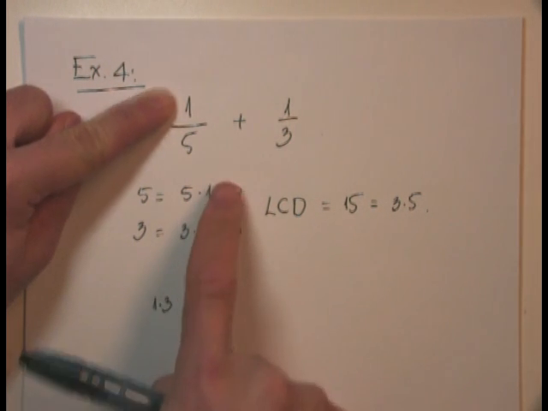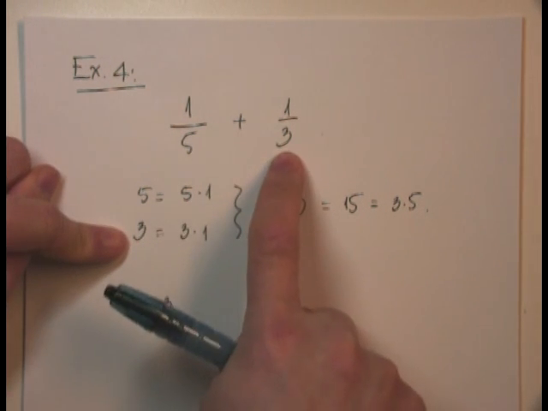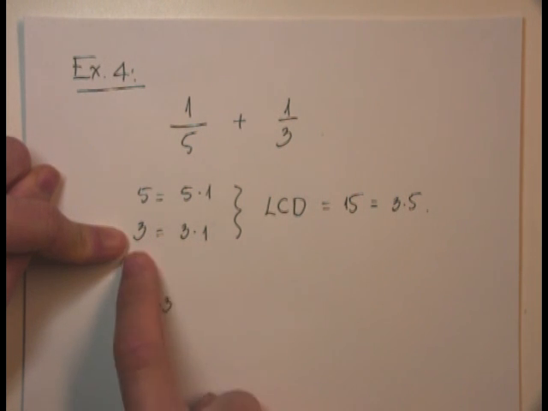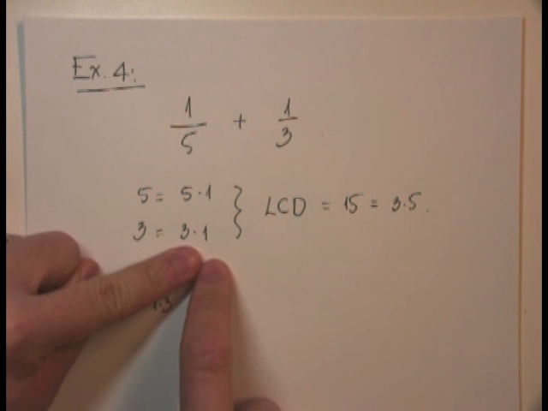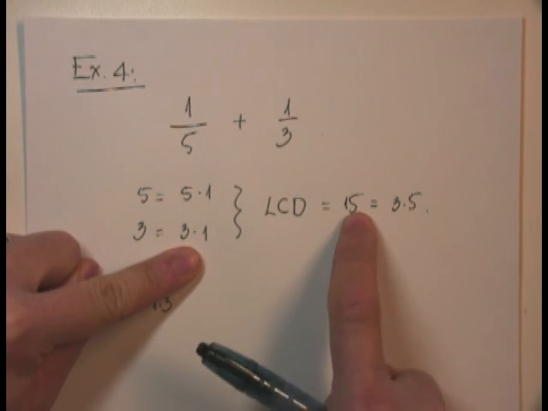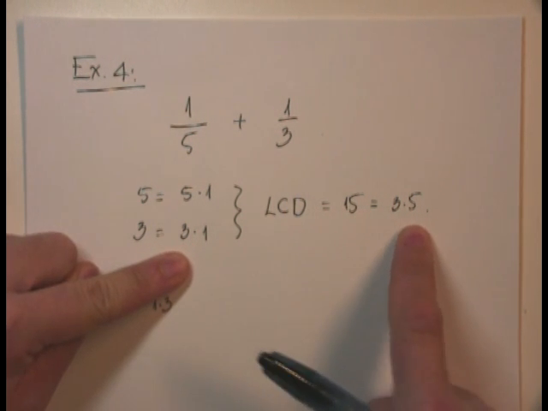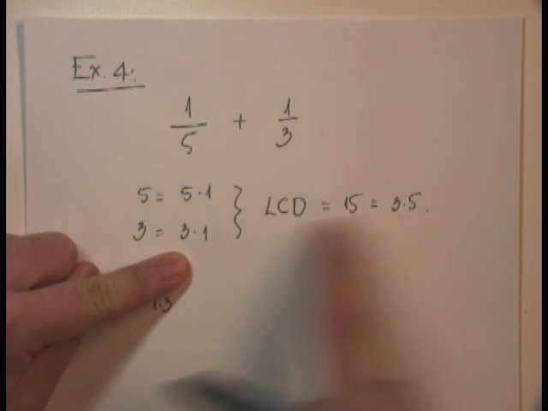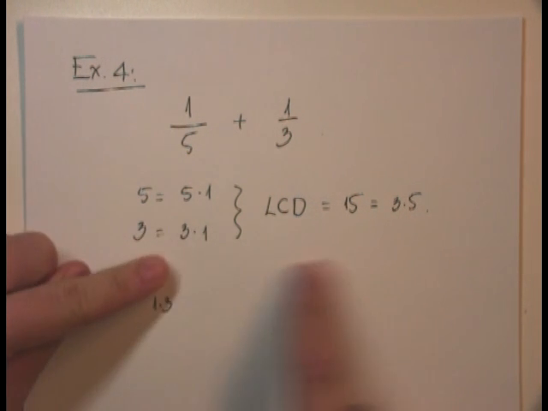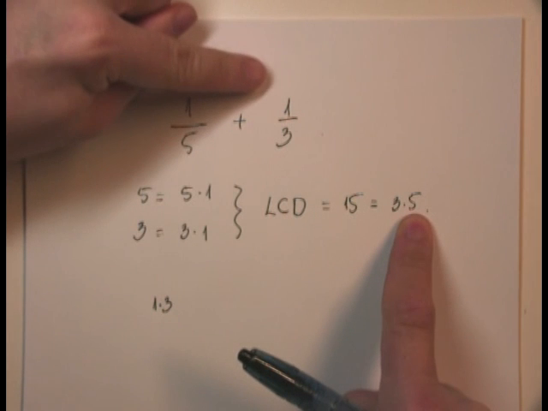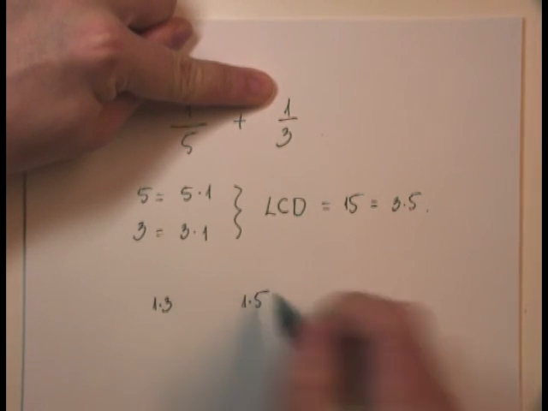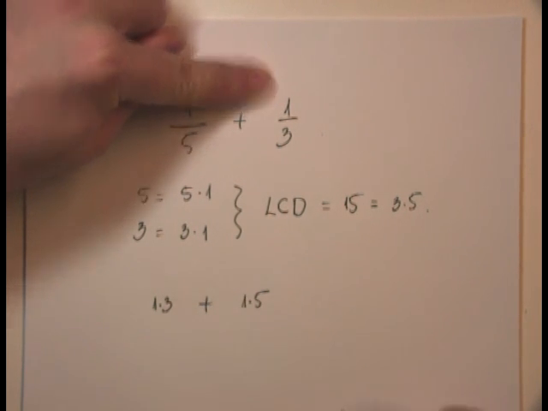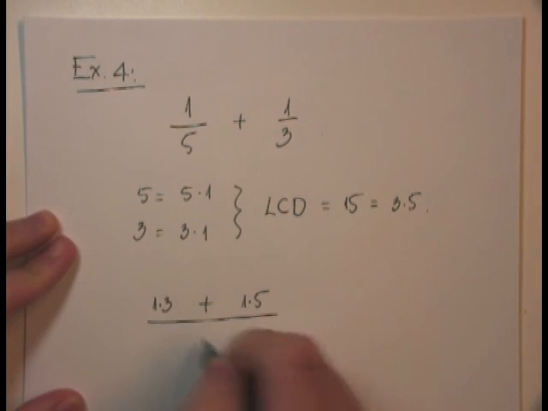And now looking over to my second denominator, as prime factors, 3 equals 3 times 1. And then comparing the prime factors of 3 to the prime factors of the LCD, I see that 5 is the other prime factor that's not part of 3. So I need to multiply 5 to the numerator that came with 3. So here I have 1 times 5 again. And here I'm adding those two quantities together and dividing all of them by the LCD 15.